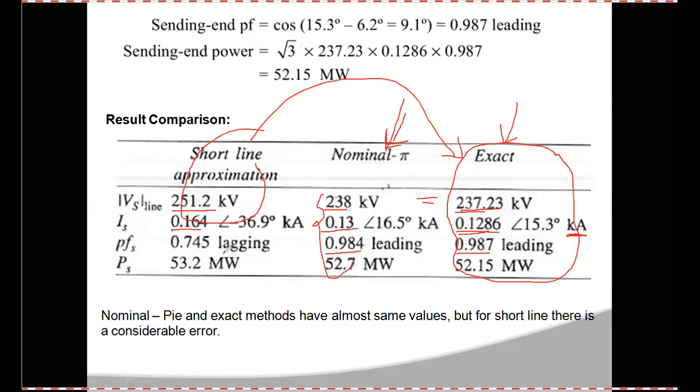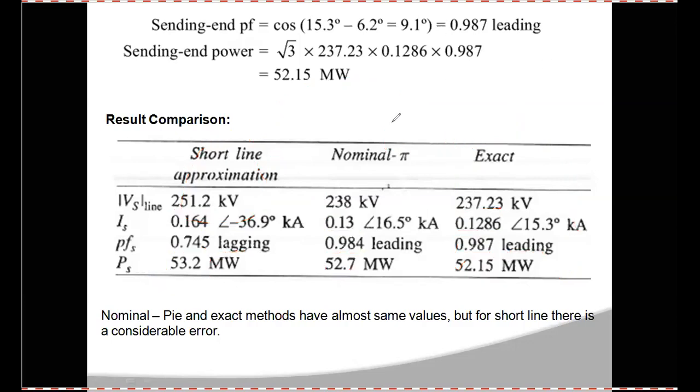And the sending end power factor by short line approximation is lagging, while the exact solution is leading. The sending end power is 53.2 here and 52.14 there. From this you can say that the short line approximation will give more errors when compared to the nominal pi method in the case of a transmission line having a length of up to 300 kilometers. Okay, so this is your problem.